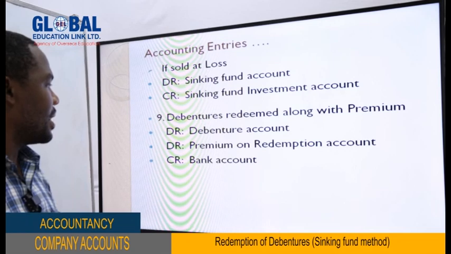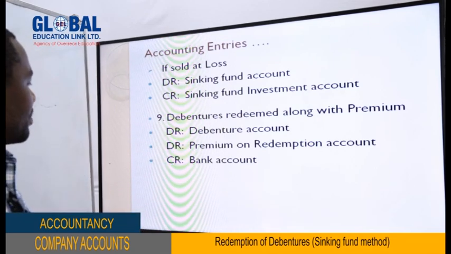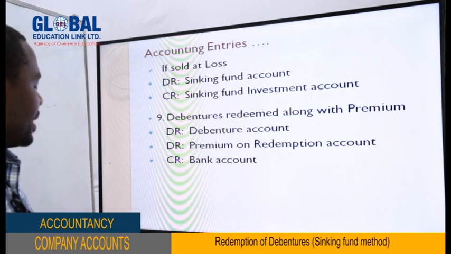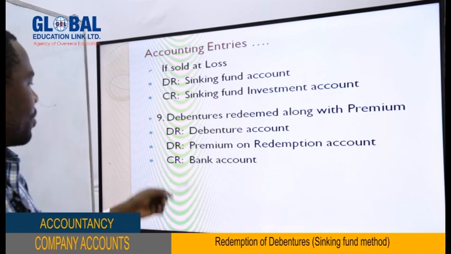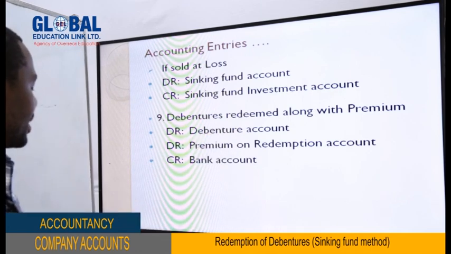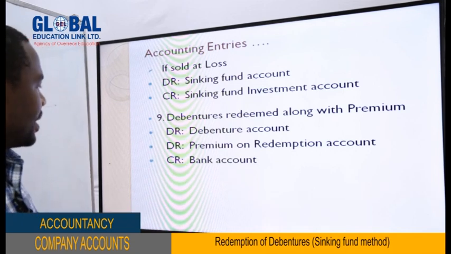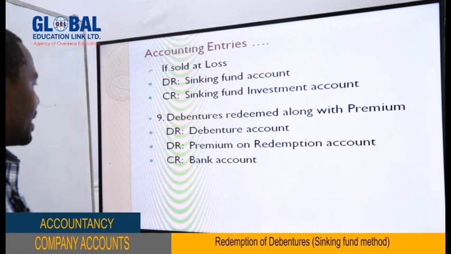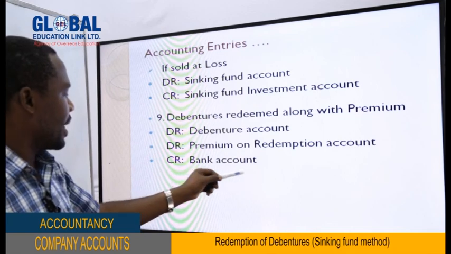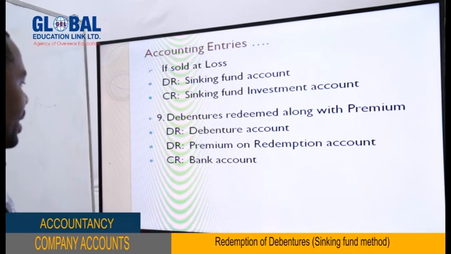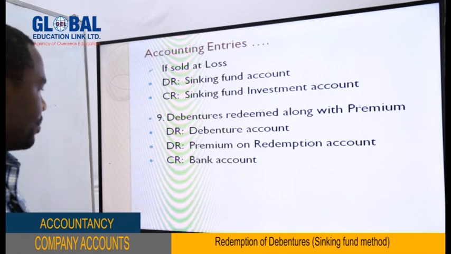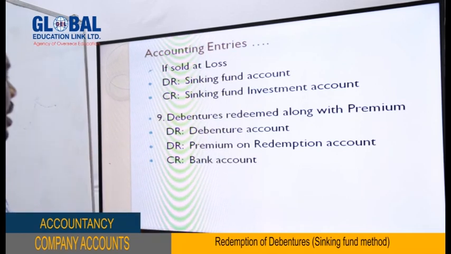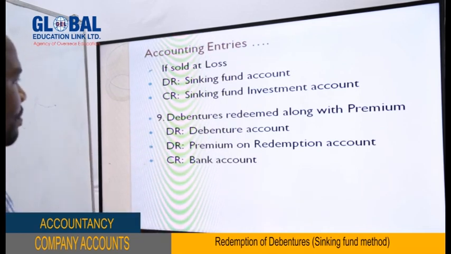So we are going to close the debenture account, debenture redemption, and again debit premium on redemption. The same applies if we pay at par. We are going to debit debenture redemption and credit the bank account. And if it is at discount, of course we debit debenture redemption, we credit bank, and we are going to credit discount on redemption. So that you may use this in reverse depending on the nature of the redemption.